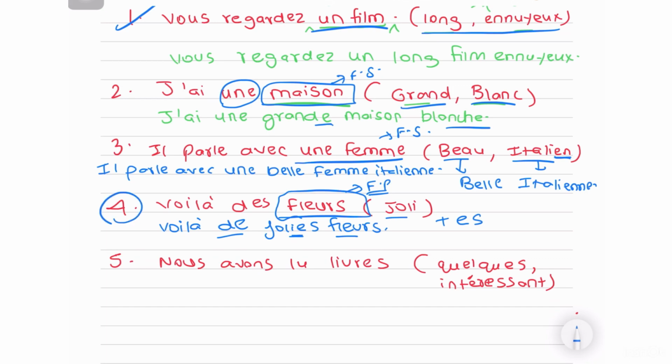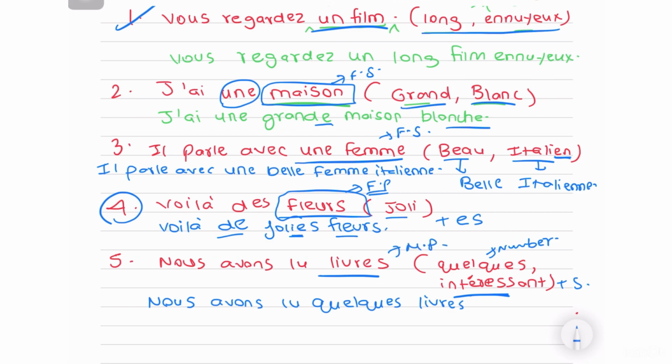Last one, nous avons lu livres. That is, we read books. Now, quelques, we're talking about number. Okay, so part of BANGS, it will go before livres. And intéressant, general adjective, after livres, that is your noun. Therefore, we get this: intéressant will add an extra s because livres is masculin pluriel. So answer is nous avons lu quelques livres intéressants. We read some interesting books.